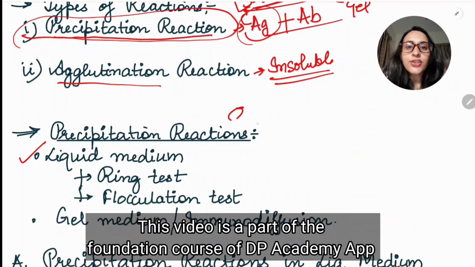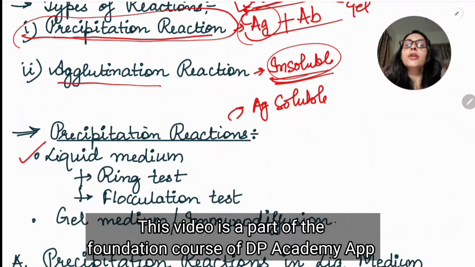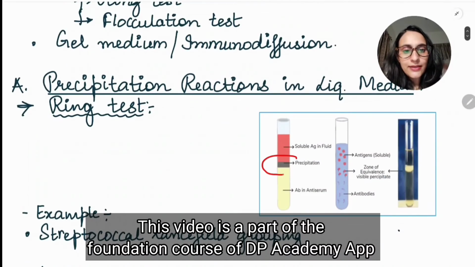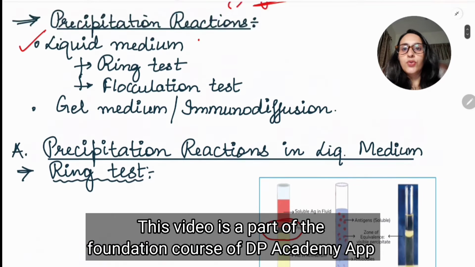Remember, in precipitation reaction the antigen is soluble, while on the other hand, in agglutination reaction the antigen is insoluble or in the particulate form. So in the precipitation reaction, the antigen is present in the soluble form, either in a liquid medium or in a gel form. In the liquid medium, a ring formation can occur. So it is the ring test. When a soluble antigen reacts with the antibody and a ring is formed in the precipitation reaction in the liquid media, that is known as a ring test.